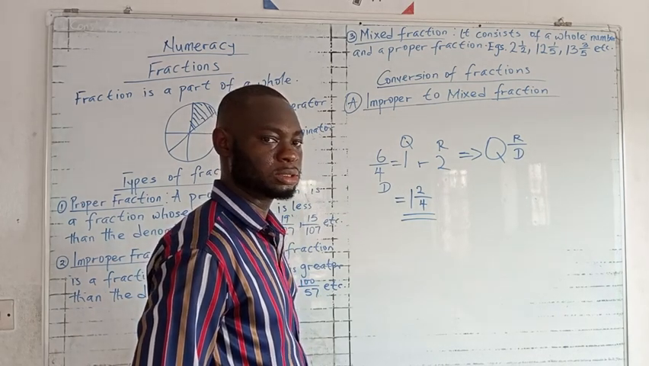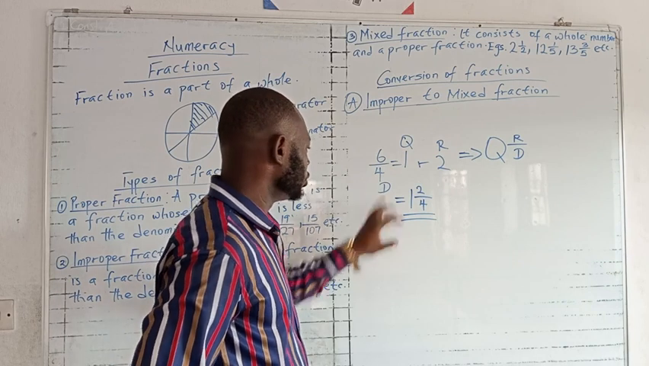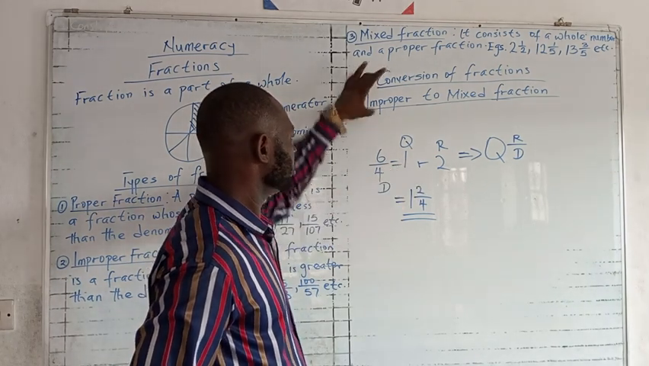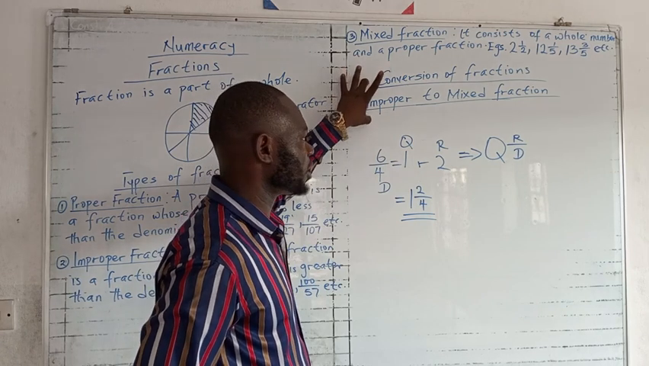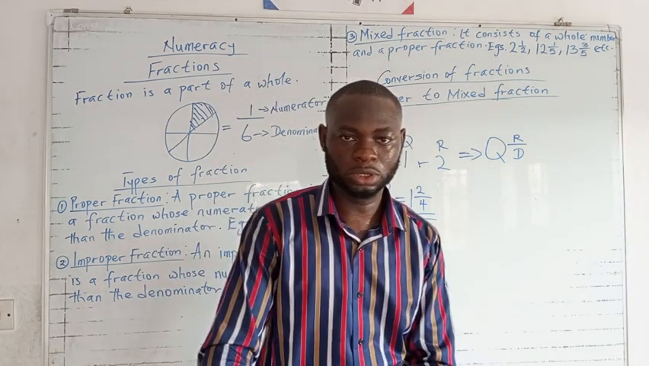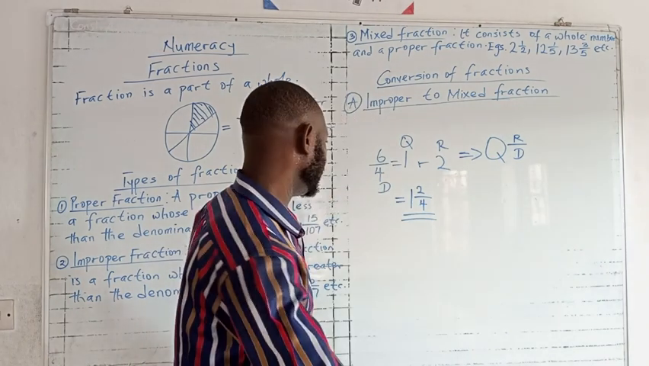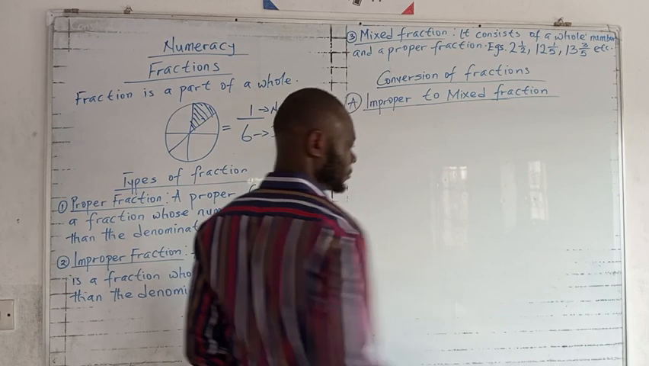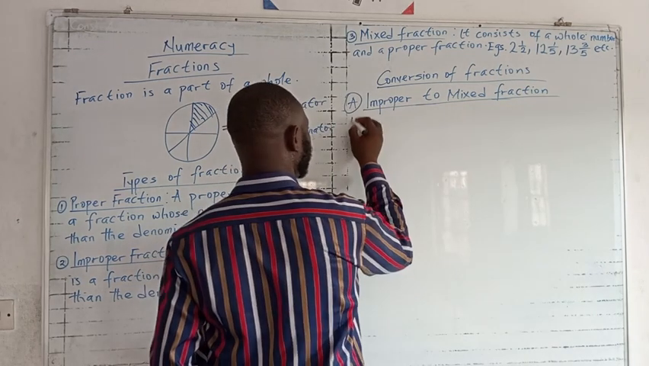Good. So this is how to change or express improper fractions as mixed fractions. Okay? So let's solve some examples.